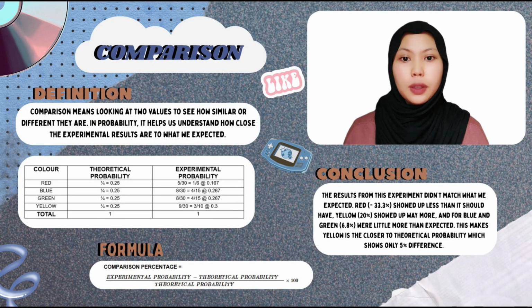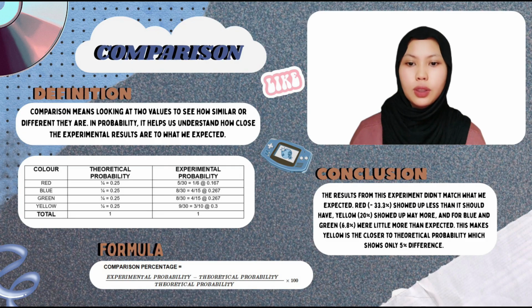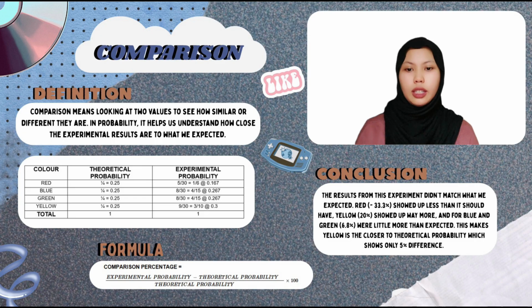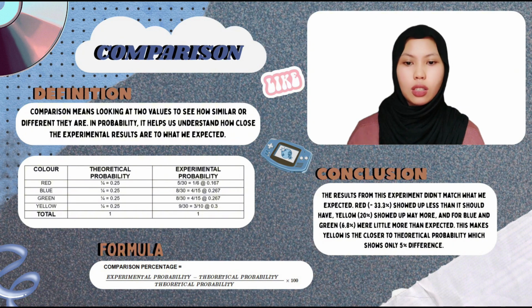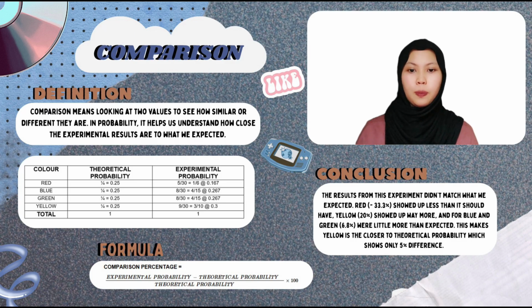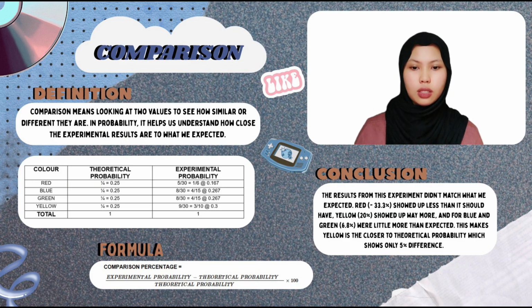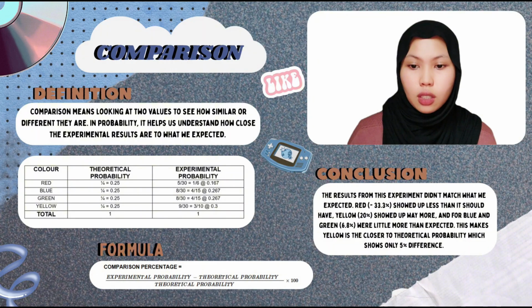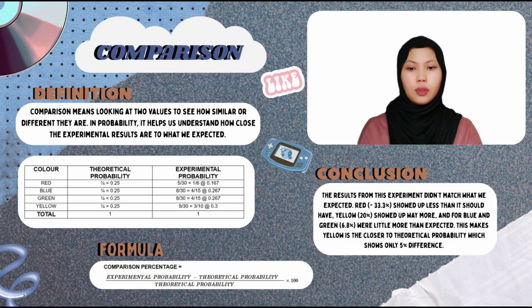Now I will present the comparison. Comparison means looking at two values to see how similar or different they are. In probability, it helps us understand how close the experimental results are to what is expected. From the table, we see that the theoretical probability has the same value for all colors, 1/4 or 0.25. For experimental probability, blue and green have the same value, 0.267. For red, we have 0.167, and for yellow, we have 0.3.